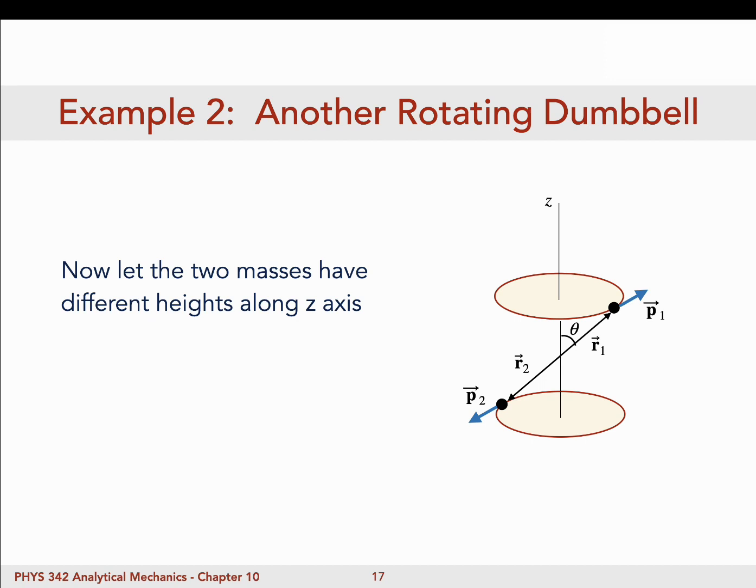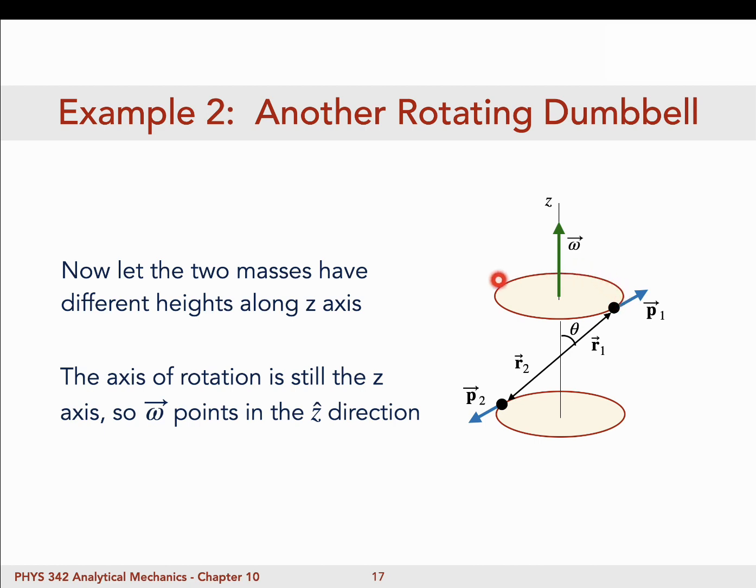Okay, so now let's look at a case that's a little bit different. We're going to displace the circular motion of each particle vertically along the z-axis. So one will get shifted upward by some distance, and the other one will get shifted down the z-axis by the same distance. Okay, so now our position vectors are at an angle here, and the velocity vectors are the same as before. They're going around the circle.